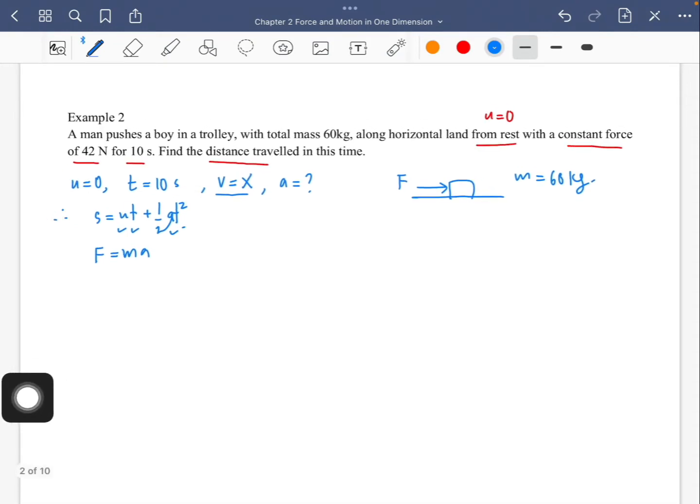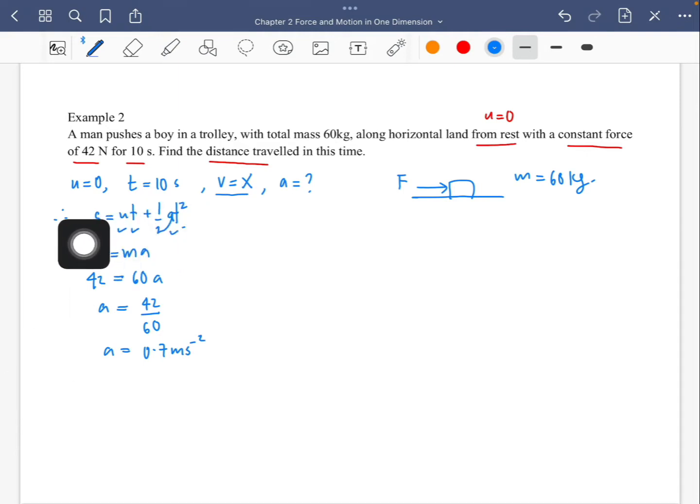So again, we apply Newton's second law here. The force given here is 40 Newton, and the mass we have here is 60, multiplied by a. So a is equal to 42 divided by 60 kilograms. So we will have a equal to 0.7 meter per second squared.